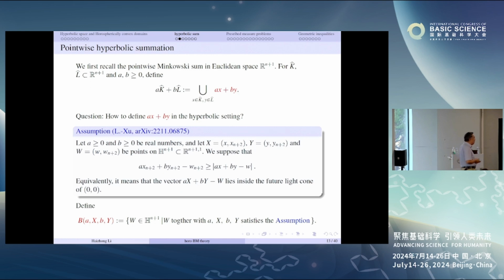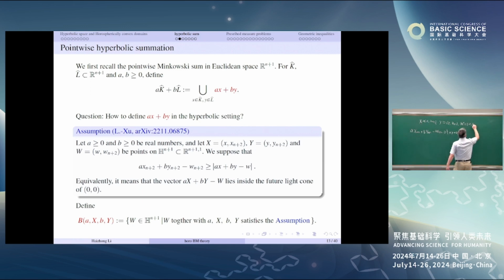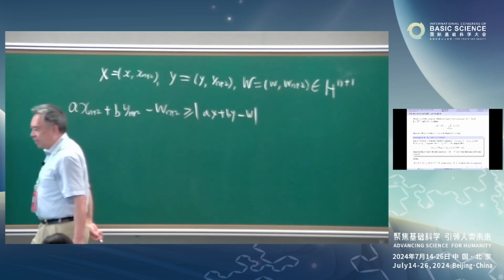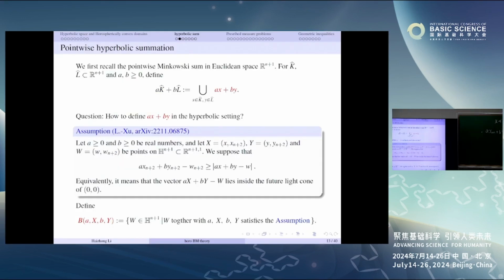Suppose W, X, Y satisfy the following inequality: a xn plus 2 plus b yn plus 2 is not less than the norm of ax plus by minus W plus wn plus 2. Because I write x equal to capital X, xn plus 2, y equal to Y, yn plus 2, and W equal to W, wn plus 2, all of these belong to H n plus 1, they satisfy this inequality.